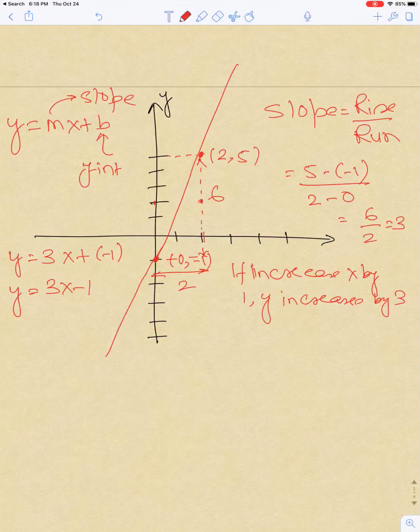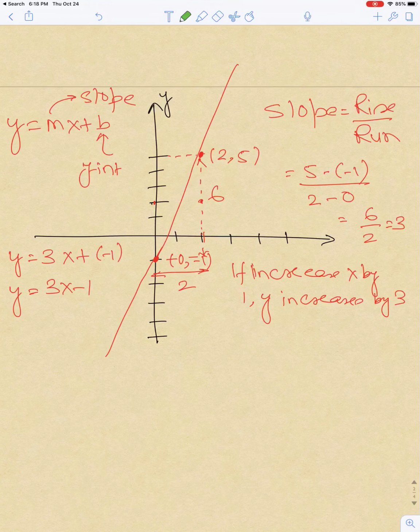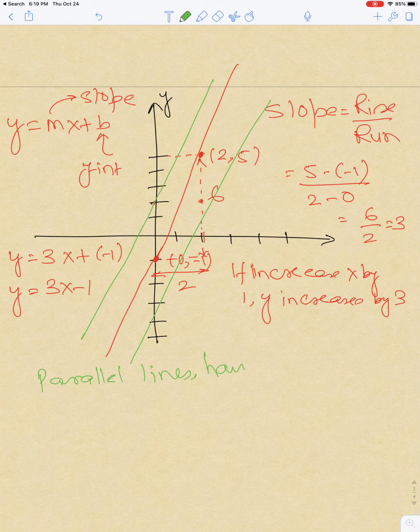Now, if I were to draw another line that went parallel to it, what will happen? Parallel lines will always run equidistant. So that means their steepness is going to be the same. So this is a line that is parallel to it. This is another line that is parallel to it. So this is the other part, is that parallel lines have equal slope, right? Except they will have different y-intercepts.